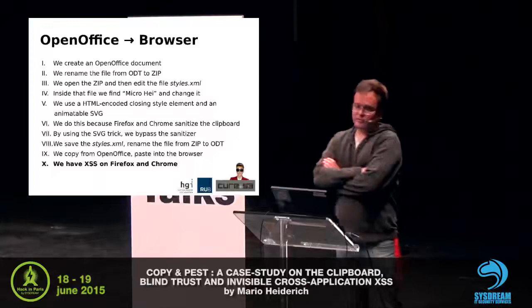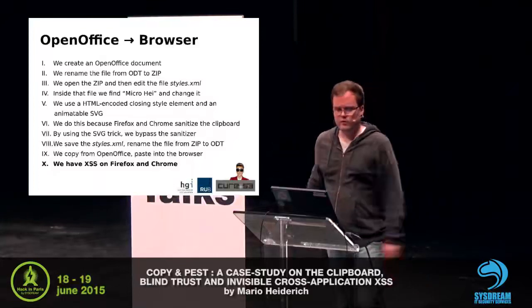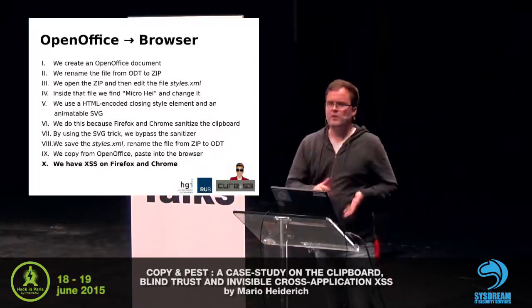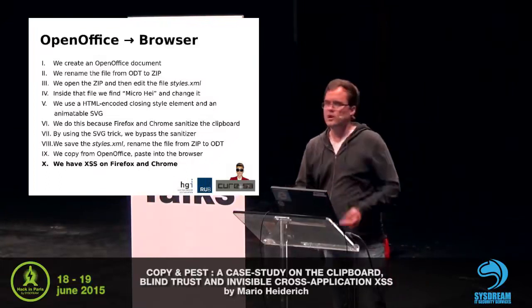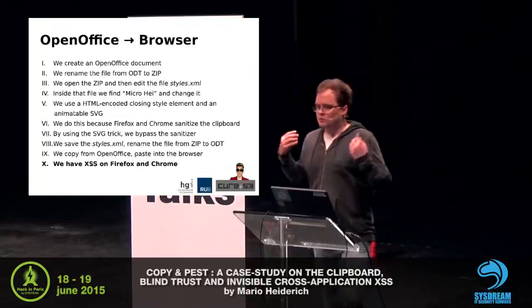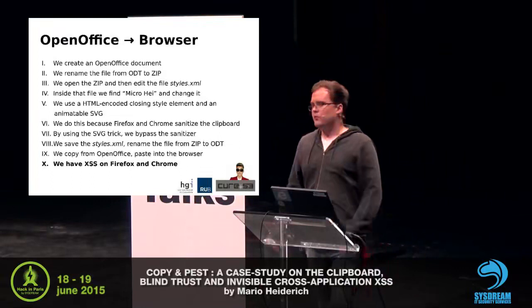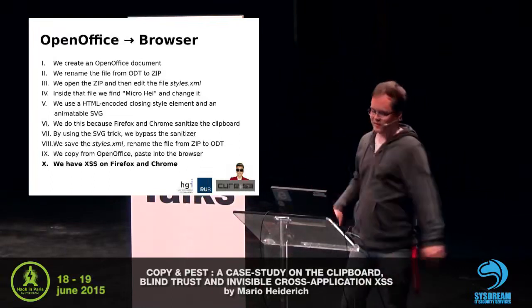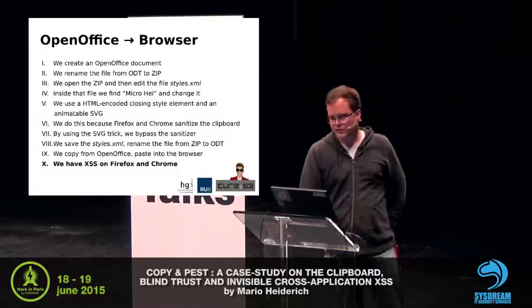So to see this again step by step, what we did was creating an OpenOffice document, renaming it from OTT to zip. We opened this as a zip, opened the styles XML, messed around with the styles, changed the font names, saved it, recompressed it, renamed it from zip to OTT, opened this in OpenOffice, wrote something, copied this, pasted this, and then we have XSS. It's a bit complicated, but eventually you get there.